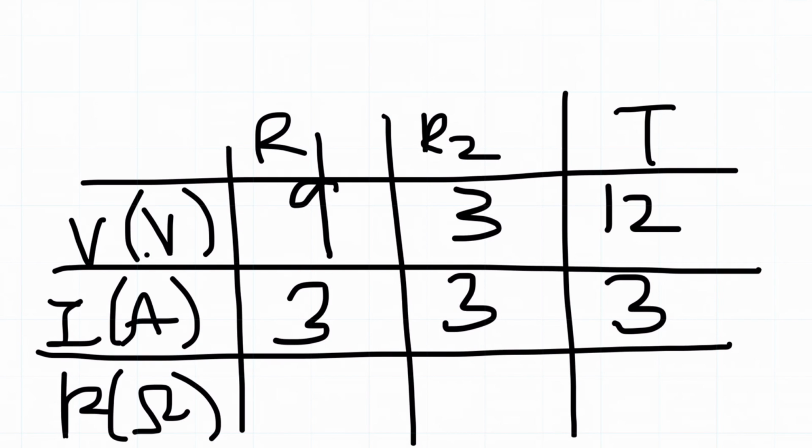Okay, so if you're looking at this table, you can calculate the resistance using Ohm's law, because remember that if you have two components of Ohm's law, you can solve for the third one. It doesn't matter which column you start with, but I'm going to start with R1 and R2 and you'll see why. At R1, we have V equals IR, and we can fill this out.